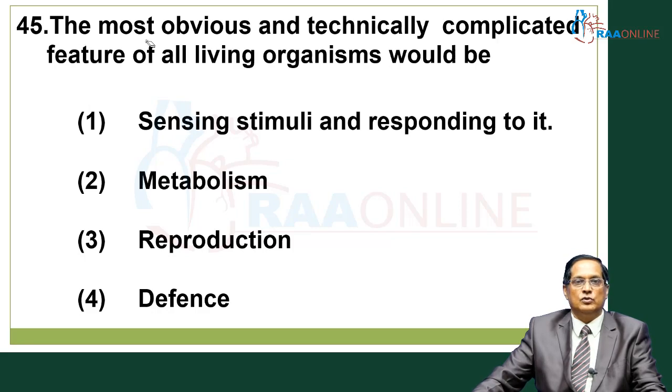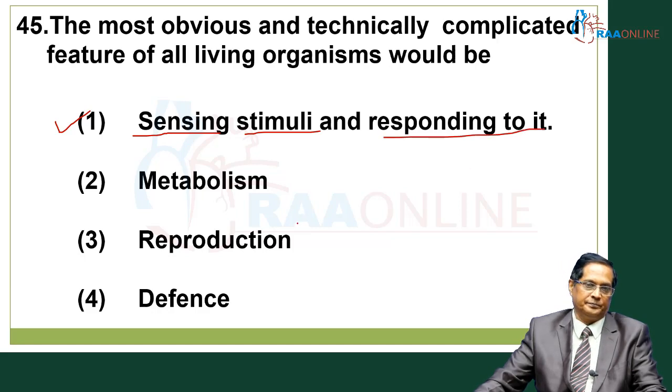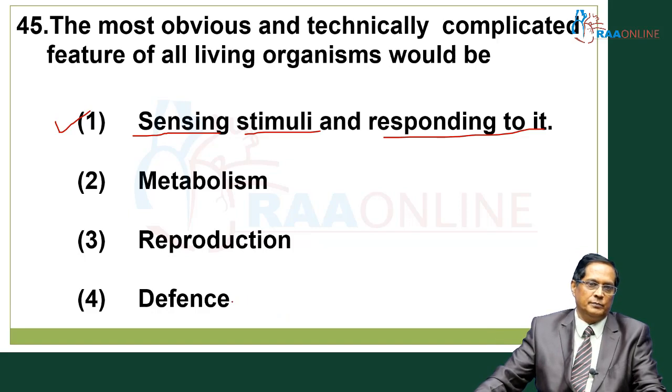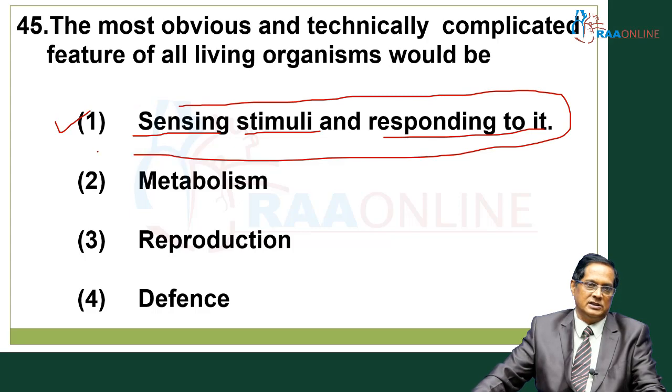Question 45. The most obvious and technically complicated feature of all living organisms would be the first one, that is, sensing the stimuli and responding to it. This is a very specific, unique feature. Though metabolism is performed by every living being, and in reproduction some are exceptions, and defense depends upon requirement, to sense, all depend on sense. This is the most correct one.